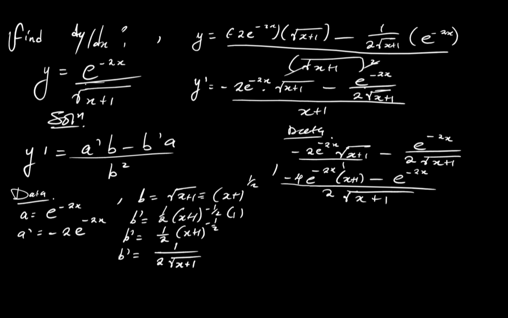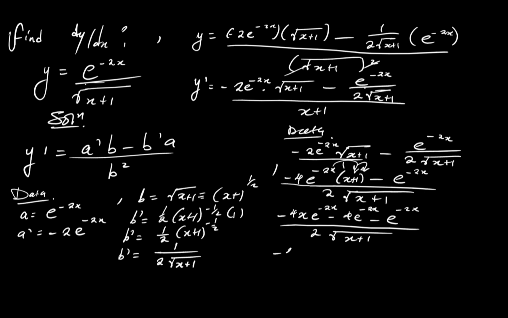Then after that, we can just follow it out by expanding. So if we expand this into that times that, it will be negative 4x e to the minus 2x, minus 4e to the minus 2x, minus e to the minus 2x, over 2 root of x plus 1.